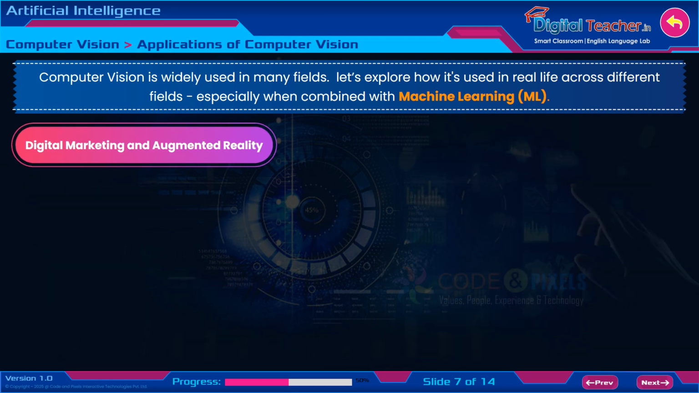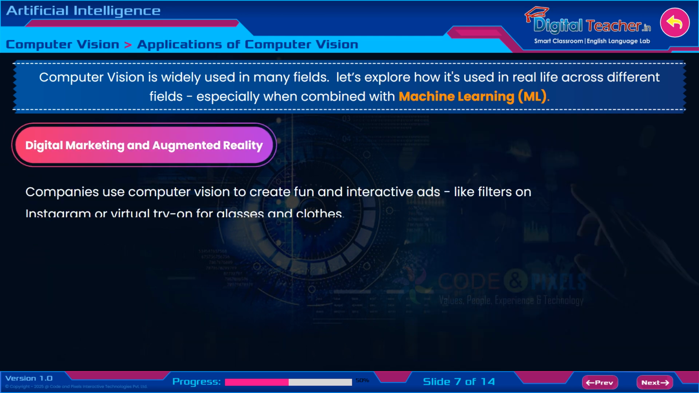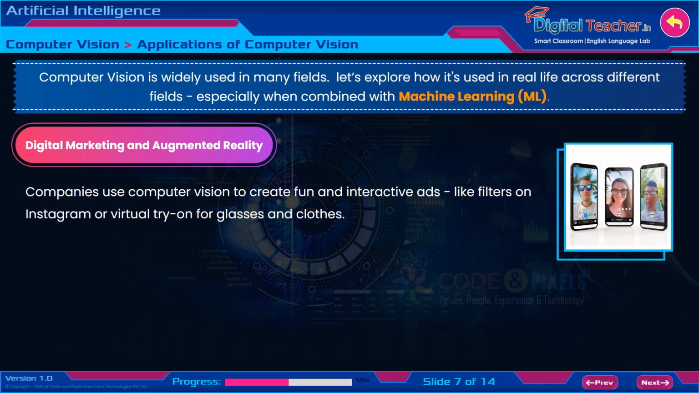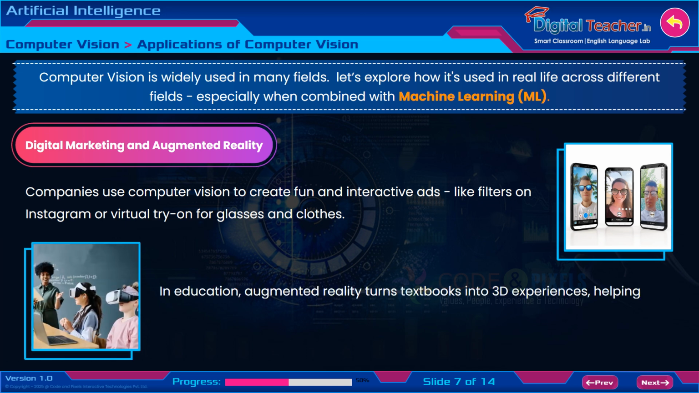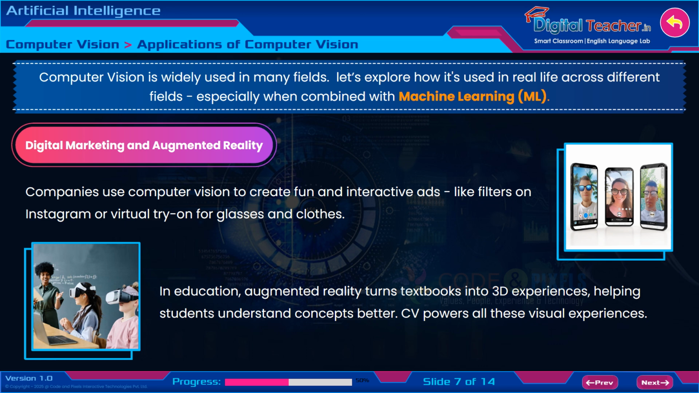Digital marketing and augmented reality. Companies use computer vision to create fun and interactive ads, like filters on Instagram or virtual try-on for glasses and clothes. In education, augmented reality turns textbooks into 3D experiences, helping students understand concepts better. Computer vision powers all these visual experiences.